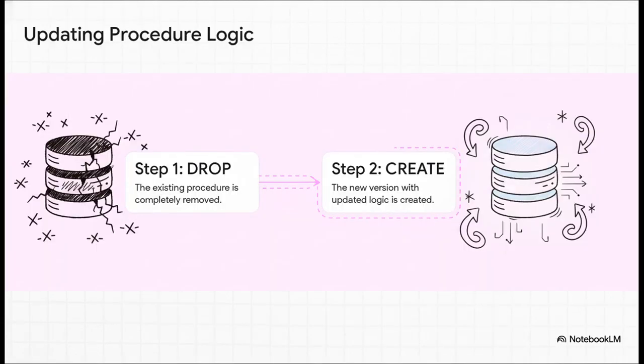Okay, here's another thing that trips people up all the time. What happens when you need to change the code inside a procedure? You might think you can just alter it, right? Nope, you can't directly edit the logic. The process is always two steps. First, you have to drop the procedure, which means you completely delete it. Then you create the new version with your updated logic. It's always drop and recreate.